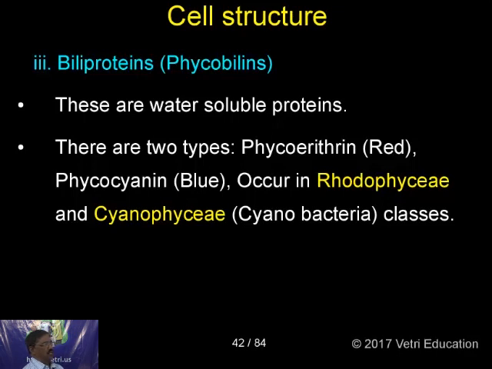Phycoerythrin is red in color, which you can find in Rhodophyceae, and phycocyanin, blue in color, occurs in Rhodophyceae and Cyanophyceae. But here, where more phycoerythrin is found, it looks like red algae. With a little phycoerythrin and more of the blue color and also the actual chlorophyll color, they are blue-green algae.